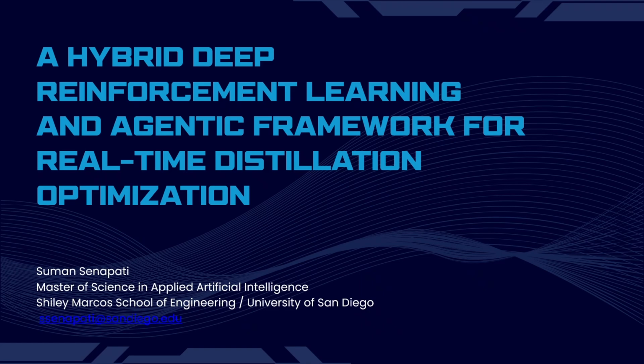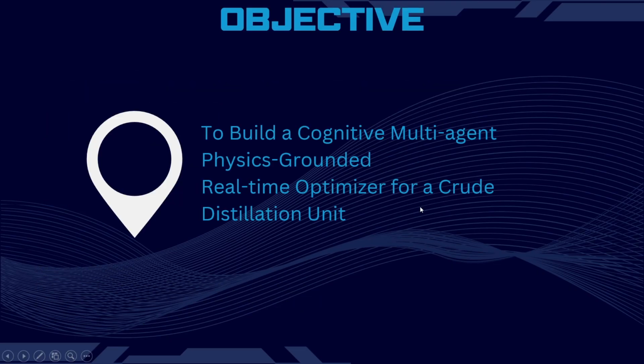So I'm doing my masters in applied AI, and for my capstone project, I have selected to work upon a deep reinforcement learning agent coupled with a multi-agent framework for optimization of crude distillation unit. So my prime target, my objective in this project is to build a cognitive multi-agent physics grounded RTO for a crude distillation unit.